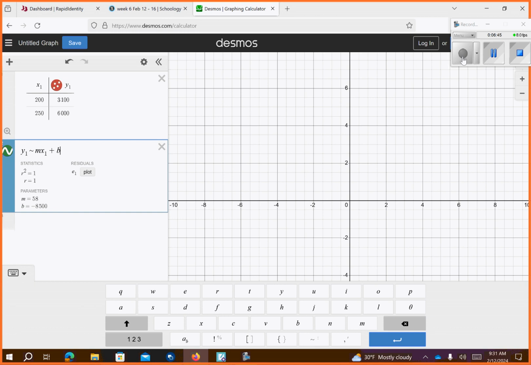Okay, and then a widget manufacturer incurs a cost. Wait, so what's the equation? It's going to be y equals 58x minus 850. So you have your m and b that it automatically gives you. Does that make sense? Cool.